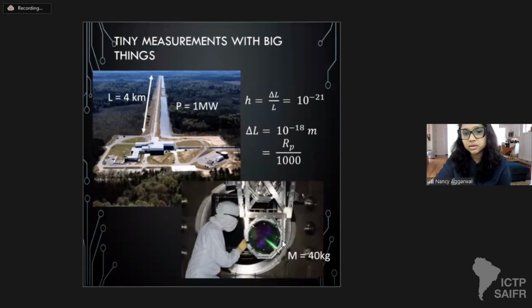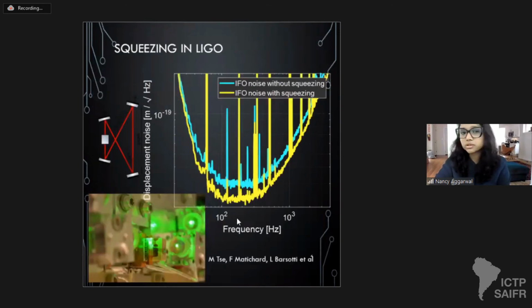And in effect, what that means is we're trying to measure a displacement of something that's 40 kilograms to a level that's less than 1,000 times smaller than the proton radius. So when we start talking about measurements like that, we have to think about quantum uncertainty. And again, this is probably familiar to everyone in this audience, but essentially, when quantum uncertainty starts to matter, you can use squeeze states to lower that uncertainty and lower the noise. So LIGO uses squeezing right now to get a better noise performance.